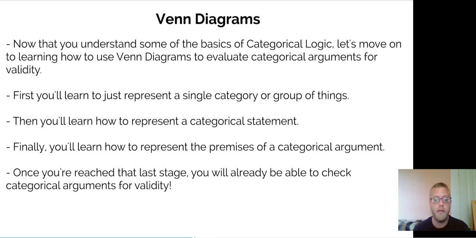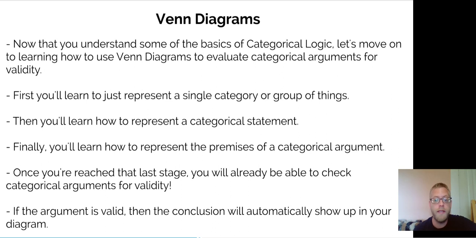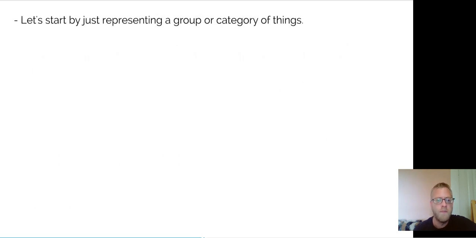It's very interesting that if you can learn how to represent the premises using Venn diagrams, then you'll be able to see very easily whether or not an argument is valid. Because if it's valid, the conclusion just sort of shows up. You'll see what I mean by that. That sounds mysterious at this point, maybe, but it's going to make sense.